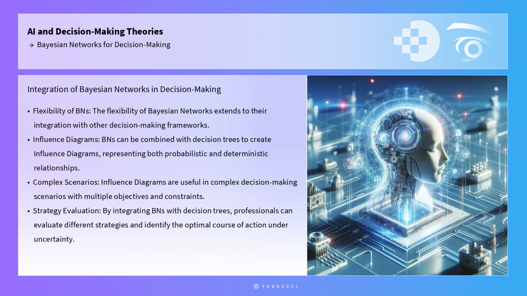The flexibility of Bayesian networks also extends to their integration with other decision-making frameworks. For instance, BNs can be combined with decision trees to create influence diagrams, which represent both probabilistic and deterministic relationships. Influence diagrams are particularly useful in complex decision-making scenarios where multiple objectives and constraints need to be considered simultaneously. By integrating BNs with decision trees, professionals can evaluate different strategies and identify the optimal course of action under uncertainty.